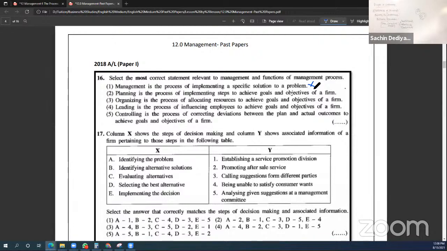So in that manner, the third one is organizing. It's a process of allocating resources. It's not just allocating, guys, right? You might remember, not just allocating the resources, you are providing the authority. You will be allocating the work, right? In some way, partially correct answers.